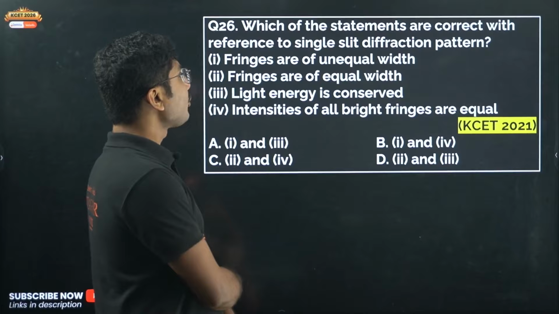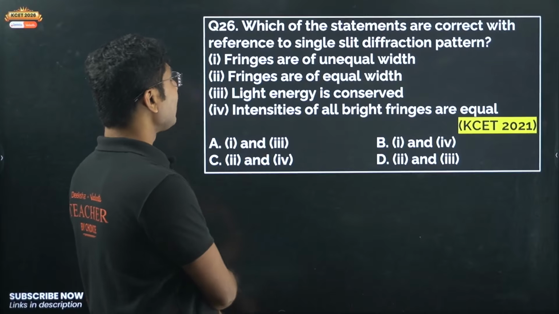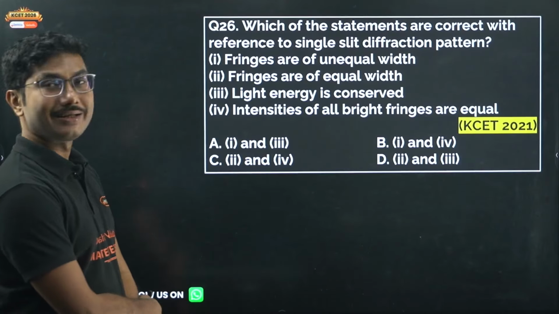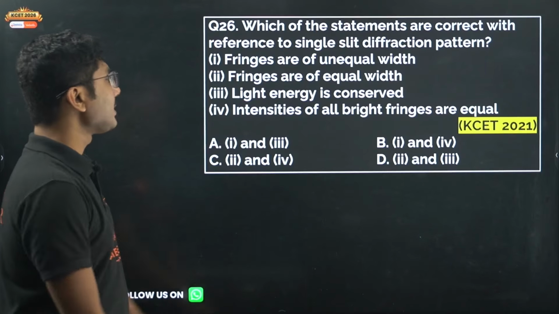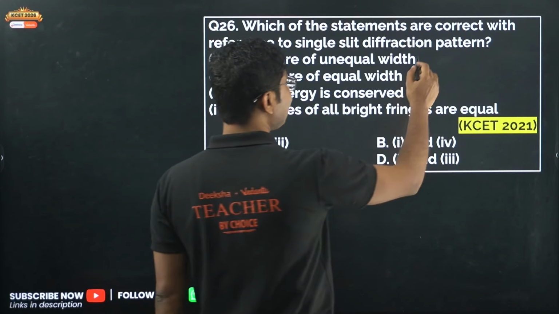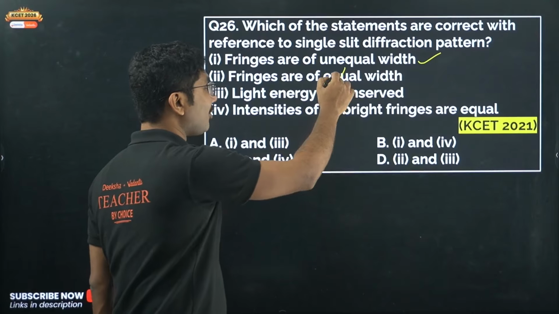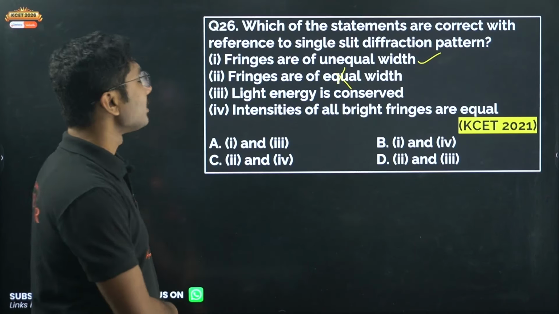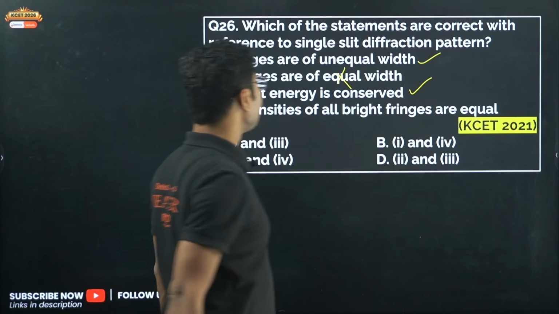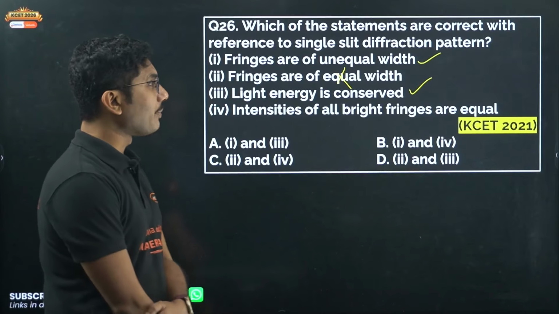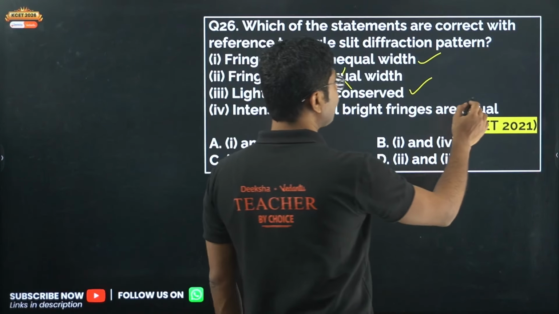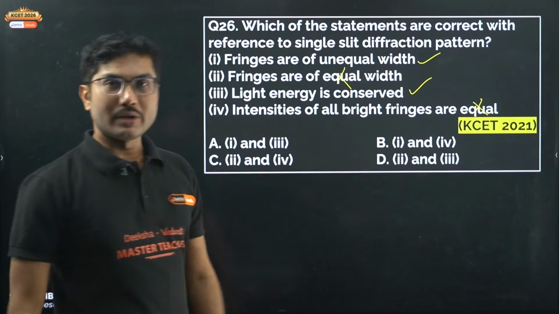Next, which of the statements are correct with reference to single slit diffraction pattern? Fringes are of unequal width. Yes, this is true. Fringes are of equal width. Both cannot be true. This is wrong. Light energy is conserved. Yes, light energy is always conserved. Intensities of all bright fringes are equal. No. So they are of unequal width and unequal brightness.